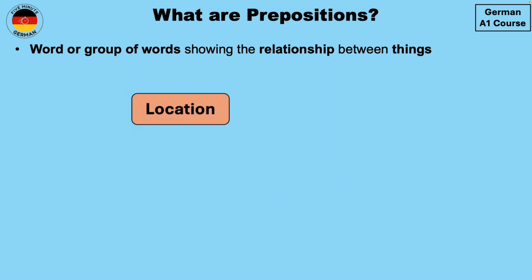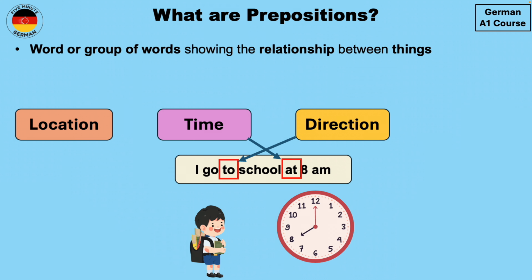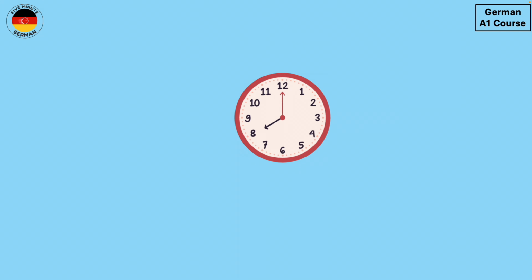Now let's take a look at another example. I go to school at 8 a.m. In this sentence, to is a preposition which tells us about the direction in which I am going, and at is a preposition which tells me about the time at which I have to go to school. So these are also types of prepositions which tell us about the time or direction. Similarly, there are other prepositions as well. However, in German A1, we learn the location, time and direction prepositions. And in this lesson, we will take a look at the time prepositions.